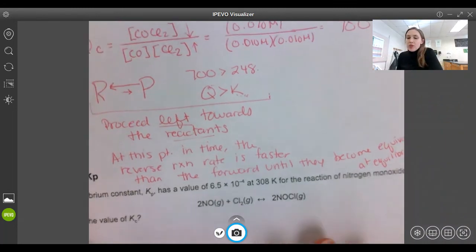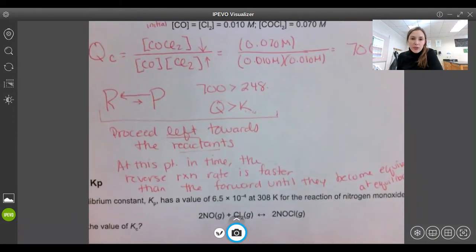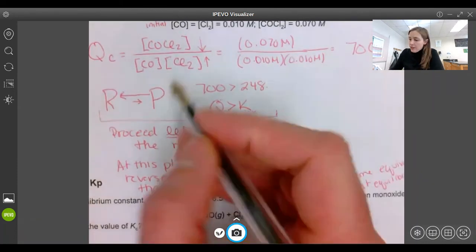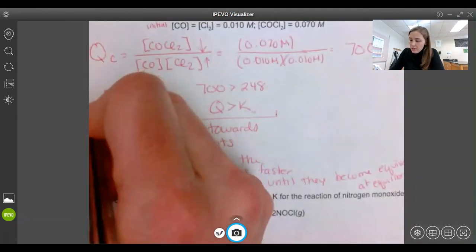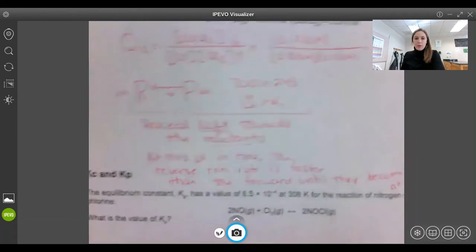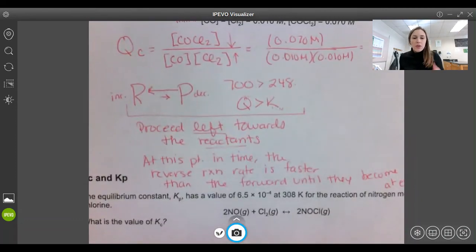Okay, so this will become important when we go to do our ICE tables in our next lesson of determining the fact that, again, our products are going to be decreasing and then the reactants amount is going to be increasing. It will help us set up our ICE tables later on. But you definitely want to go through various questions in the homework on this.